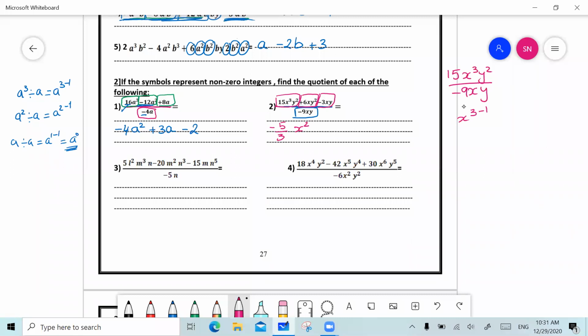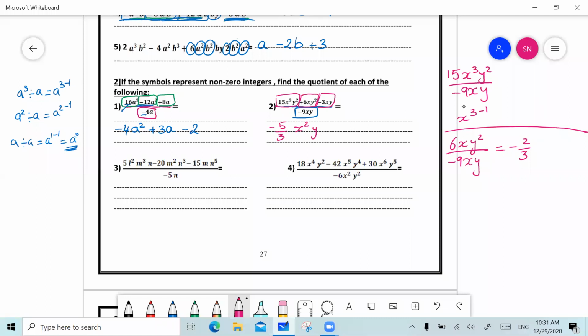Y to the power of 2 divided by y, this is only y to the power of 1. And then I will have the second term, which is 6xy to the power of 2 divided by negative 9xy. Divide first the coefficients together. 6 divided by negative 9, this is equal to negative 2 over 3.